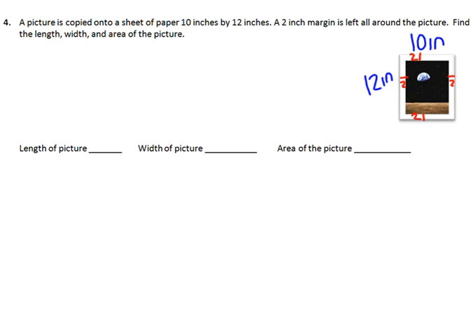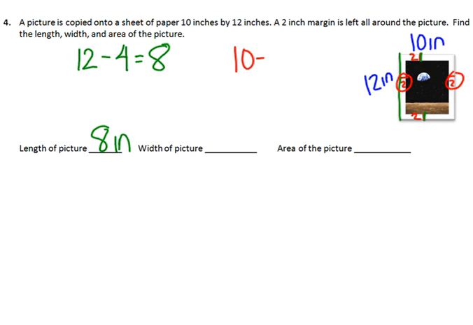If we're starting with the length, that's this total distance, but I have to take out this length of 2 and this length of 2. So that's really just going to be 12 minus 4, which is 8. So the length is going to be 8 inches. Then for the width, I'm starting at 10, and then I'm taking out 2 sets of 2, that 2 and that 2. So 10 minus 4 is 6. So the width of the picture is 6 inches.